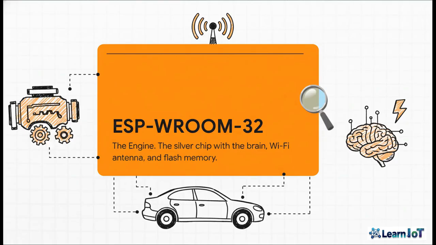So first things first, you've got the ESP Room 32. The easiest way to think about this? It's the engine. It's that small silver metal box you see soldered onto the bigger circuit board. That's where all the magic is. The processor, the Wi-Fi, the memory, it's the core. But just like a car engine sitting on the floor, it's not very useful by itself.